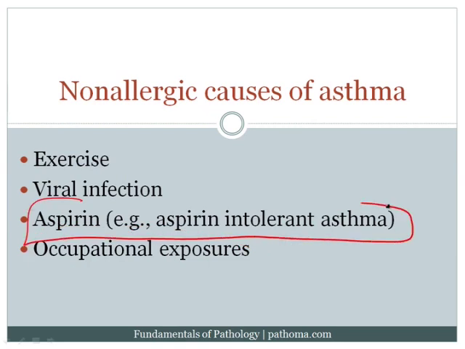One very high yield cause of asthma to be familiar with is aspirin. Let me remind you that there is a subset of patients, I think it's like 10 to 15% of adult patients with asthma, who have something called aspirin-intolerant asthma. So they have asthma, and that's the first part of the triad, but they also get bronchospasm. That's a second feature of this disease: aspirin-induced bronchospasm. And the third feature is nasal polyps, an interesting feature also seen in aspirin-intolerant asthma.